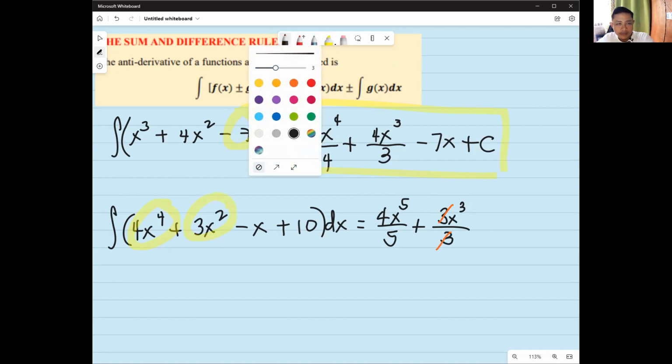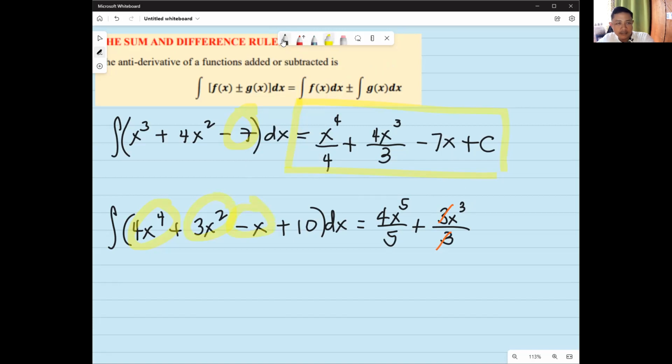Let's continue. Let's move on with this, the x. So for the x, we have 1 here. Remember that there's 1 there. So therefore, we will have here minus x raised to plus 1. 1 plus 1, it becomes 2. Whatever is your exponent, put it in the denominator, 2. And finally, for your constant, just add x. So this will become plus 10x. Did you get the same answer? Or is that the correct answer?